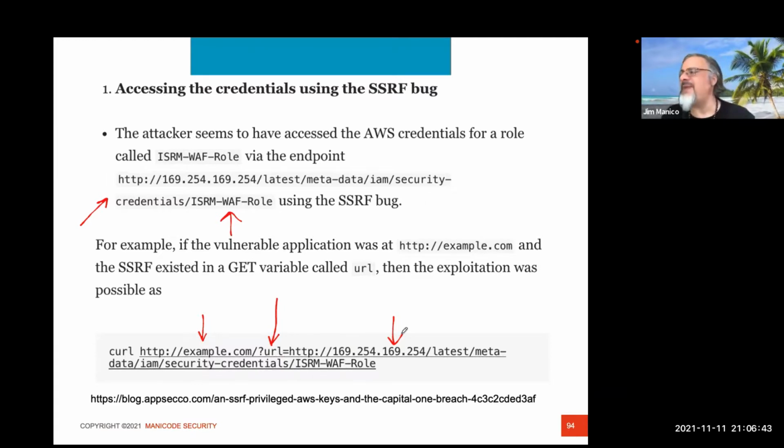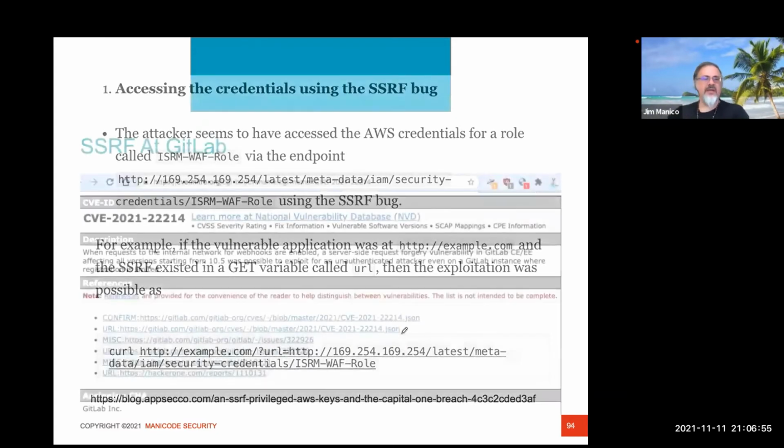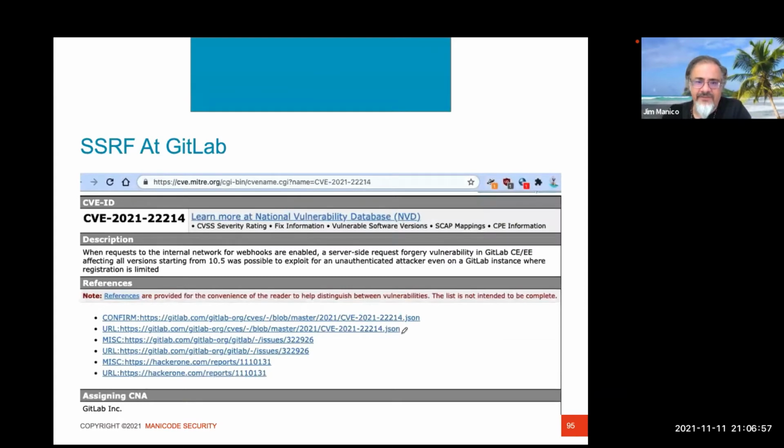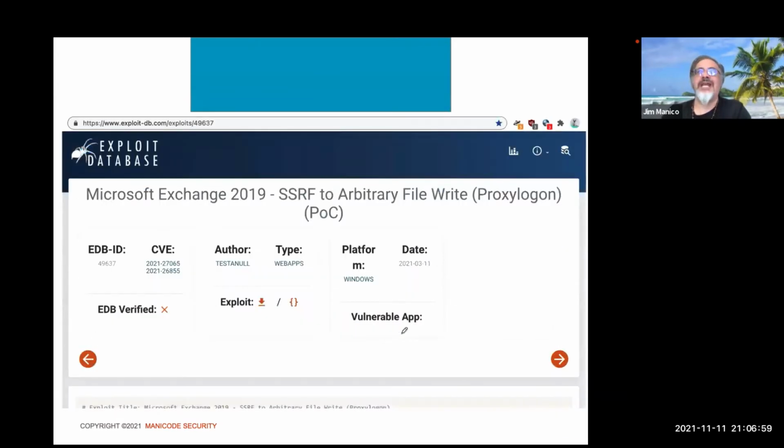There are a lot of people who are talking about this. Orange Tsai is my favorite researcher. Orange, like the orange fruit, Tsai has several YouTubes on this to get more detail. I'll link to him in a second. GitHub had a major SSRF this year. Exchange through proxy login had a mammoth global SSRF in the Exchange server.